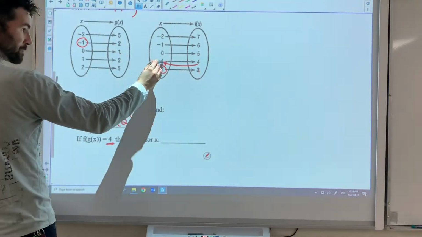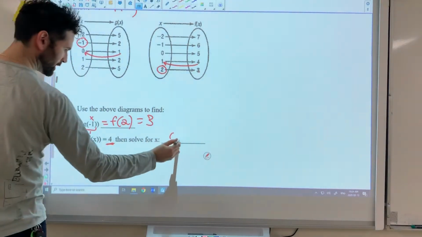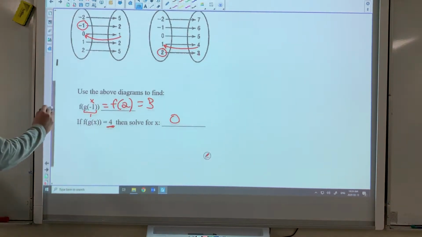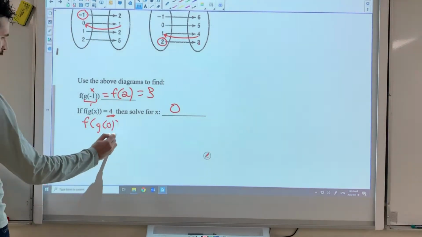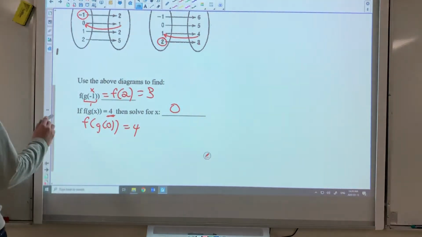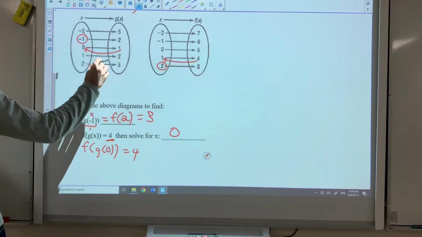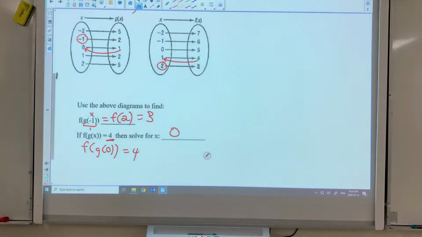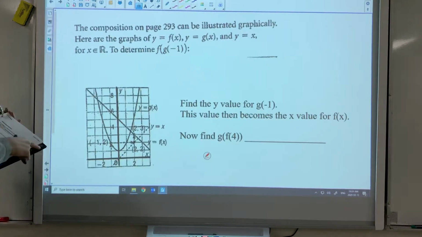And remember, this would have been a y value before. So this would be 0. Right? So basically the question would have been f of g of 0, and that equals 4. We can check. If we start with x equals 0, we get 1, and then we would have plugged that into f, and then 1 would have given us 4. Wow. That blows my mind.